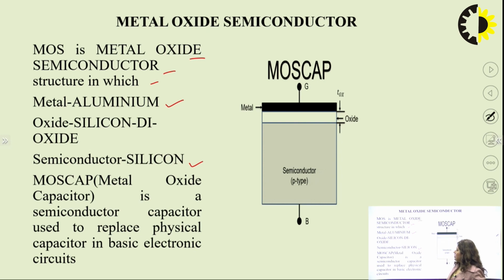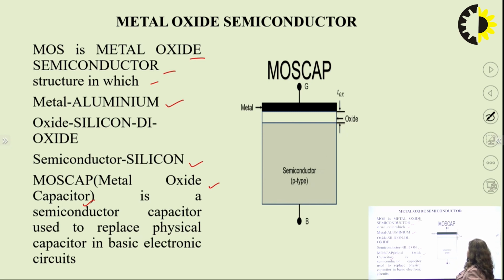So basically it is known as a MOSCAP, a metal oxide capacitor, which is a semiconductor capacitor used to replace a physical capacitor in basic electronic circuits. So in basic electronic circuits, if you want to represent a physical capacitor, you can represent that with a MOSCAP or metal oxide capacitor.